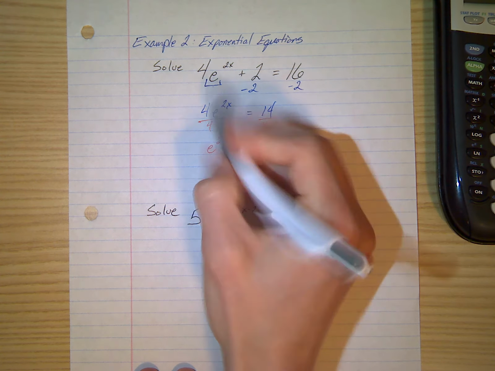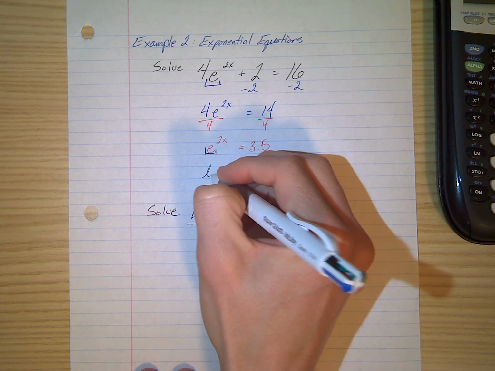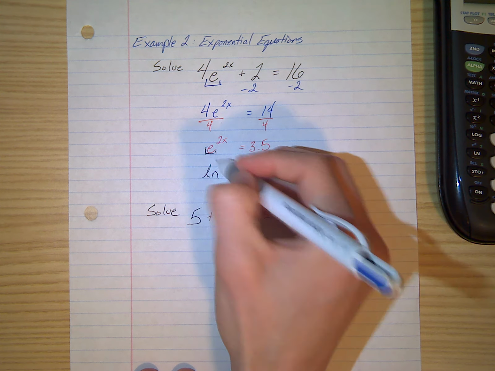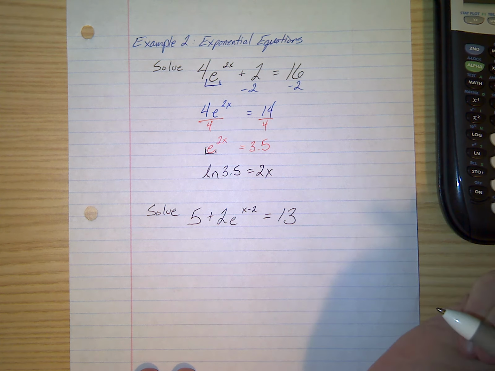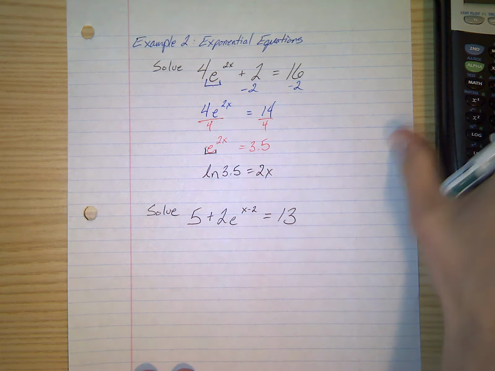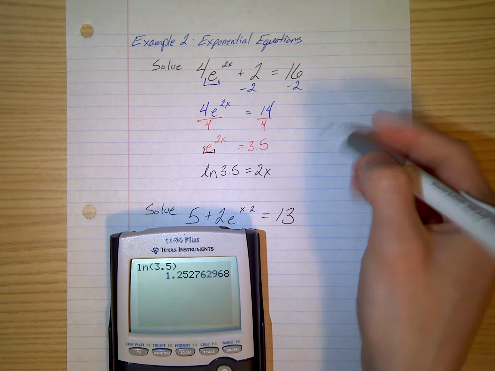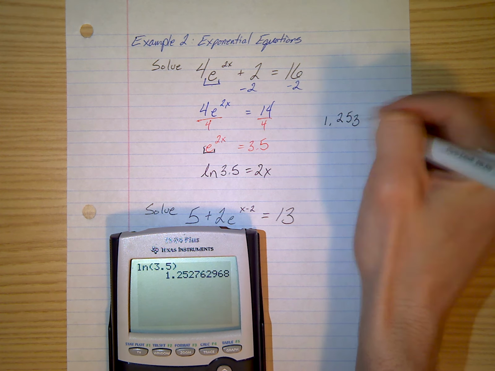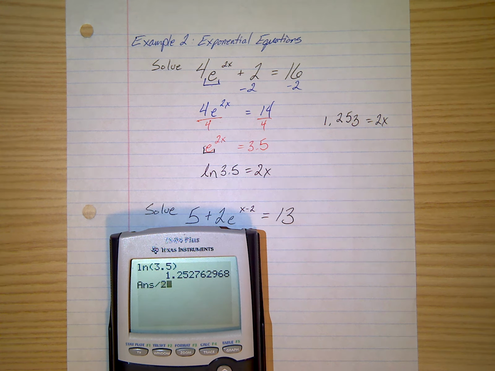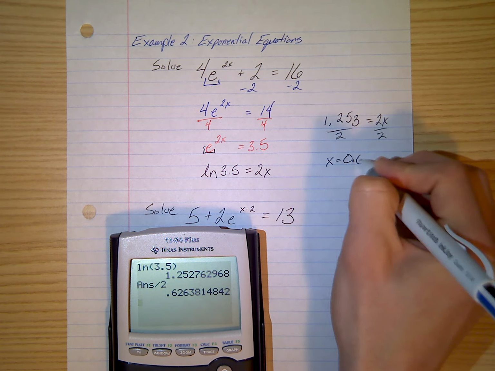Now that we have the base by itself, we can convert it into logarithmic form. So the natural log, because it's log base e, of 3.5 is equal to 2x. Well, the natural log of 3.5, you can actually just type that into your calculator. There's a natural log button. So you just hit the natural log of 3.5, hit enter, and again, round to 3 decimal places. So you have 1.253 is equal to 2x. So we divide by 2, so x is going to equal 0.626.